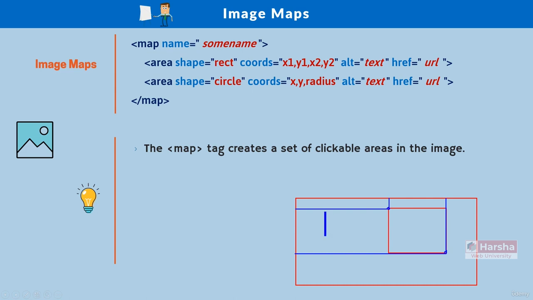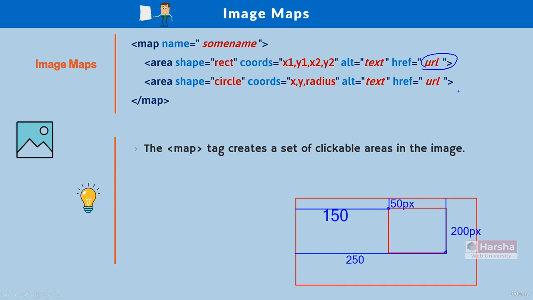Approximately, for example, you can assume this as 150 pixels, and this may be, for example, 50 pixels. And this can be assumed as, for example, 250 pixels. And this can be, for example, 200 pixels. So x1, y1 indicates the top left corner, x2, y2 indicates the bottom right corner of your rectangle. So if the user clicks anywhere within this rectangular area, the specified URL gets opened.